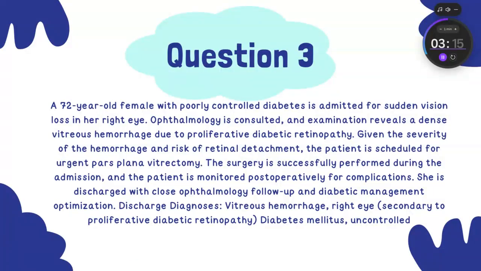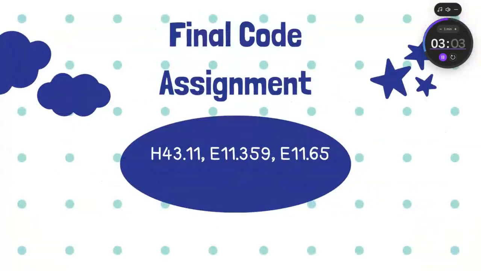All right, it looks like everyone is done. So, we have the vitreous hemorrhage, right eye. We have type 2 diabetes with proliferative diabetic retinopathy without macular edema. And then we have diabetes type 2 uncontrolled. Any issues with these?